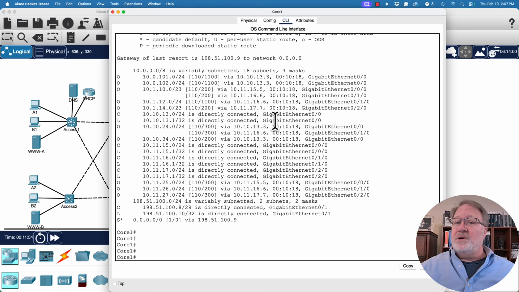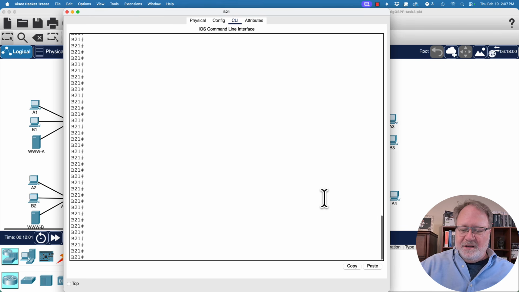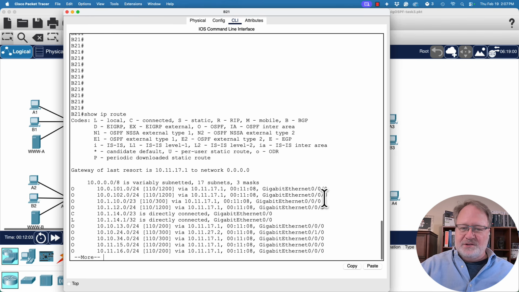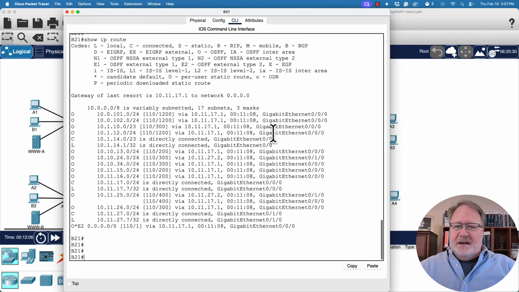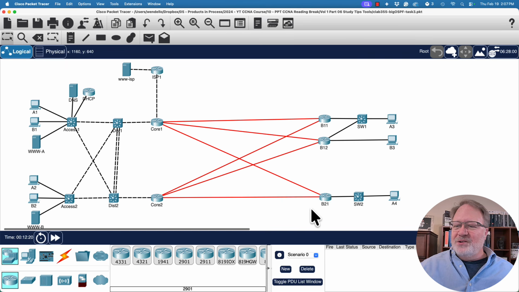Now it's going to look different on any of the other routers that have learned their default route via OSPF. So I'm just going to pick one. Let's use B21 here and look at its routing table. So here's show ip route. And at the top, it says gateway of last resort, but it has a next hop address. Why is that? Well, from B21's perspective, it's got a next hop address, right? It's somewhere else in the topology. So this address, 10.11.17.1, looking at the diagram from B21's perspective, that happens to be Core 1's WAN IP address on this link between B21 and Core 1.